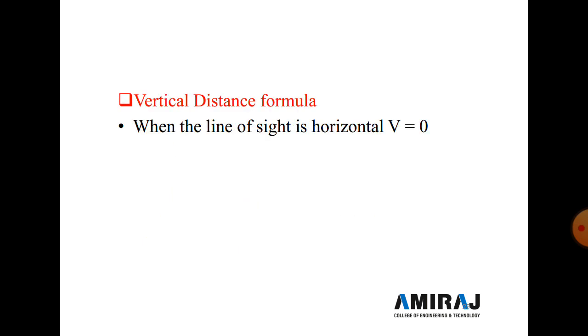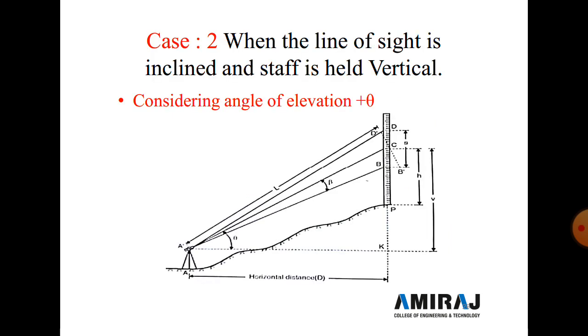Now the vertical distance formula. Where the line of sight is horizontal, the vertical distance is always 0. So there is no equation for finding the vertical distance when the line of sight is horizontal and staff is vertical. So vertical distance v is equal to 0.